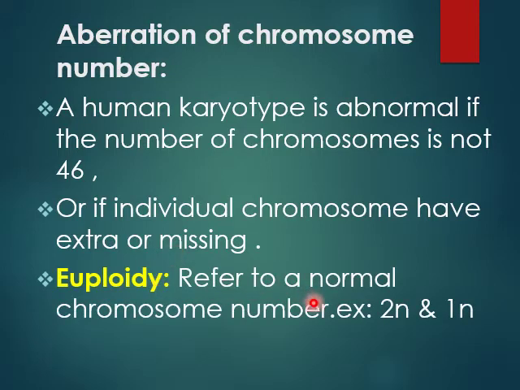Euploidy refers to a normal chromosome number. For example, the diploid number in autosomes is called euploidy, and the haploid number in gametes is also called euploidy.